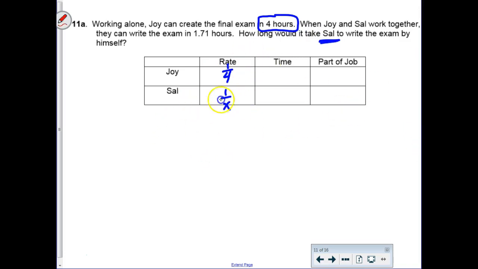So that's very Chicagoan, sorry, Sale. Alright, how long does it take them to work together? Well, right here, 1.71. I think I'm doing that in green.